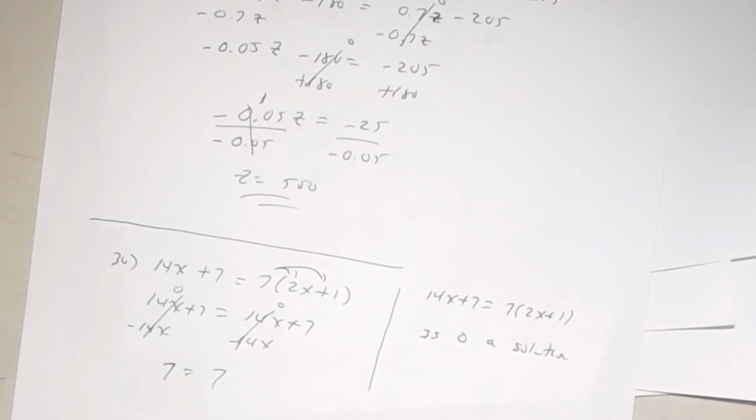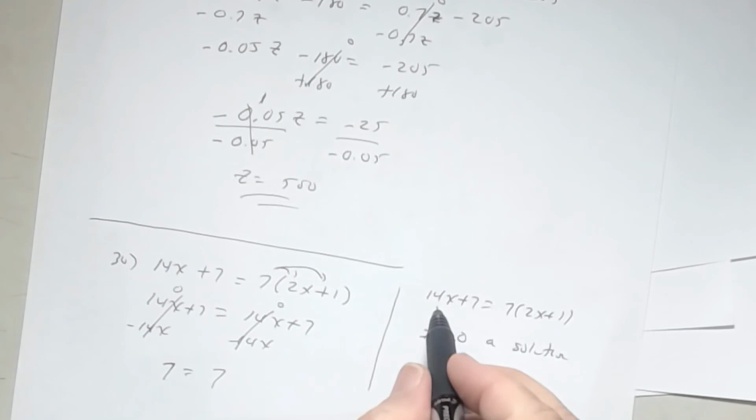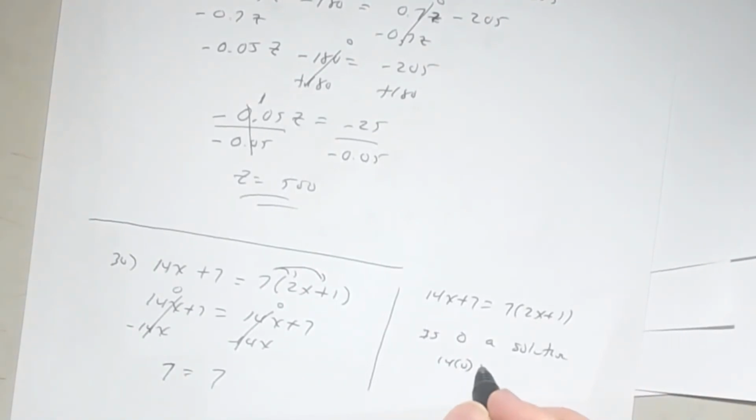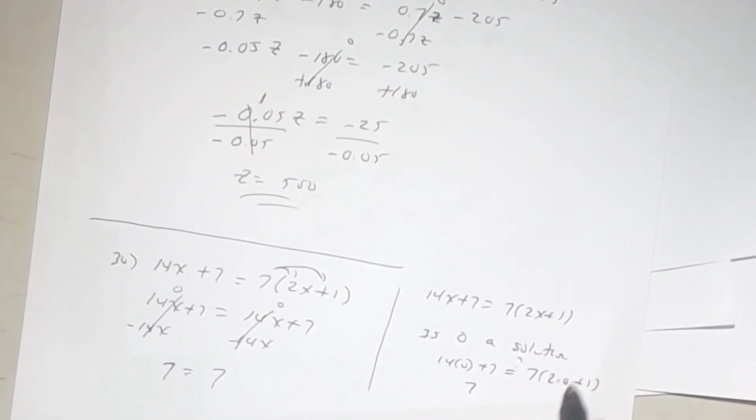Where we saw the variable x, you plugged in 0. So here you'd say 14 times 0 plus 7, and you want to see that's equal to 7 times 2 times 0 plus 1, right? Well, what's 14 times 0? What's 0 plus 7? Okay, over here, what's 2 times 0? And 0 plus 1 is 1, and 1 times 7 is 7. Are those equal? Yeah, so 0 is a solution, right?